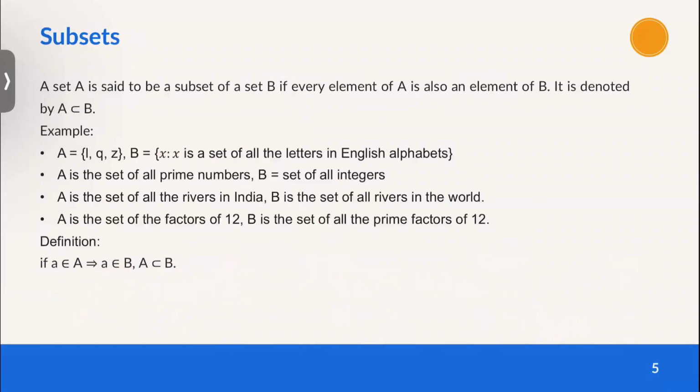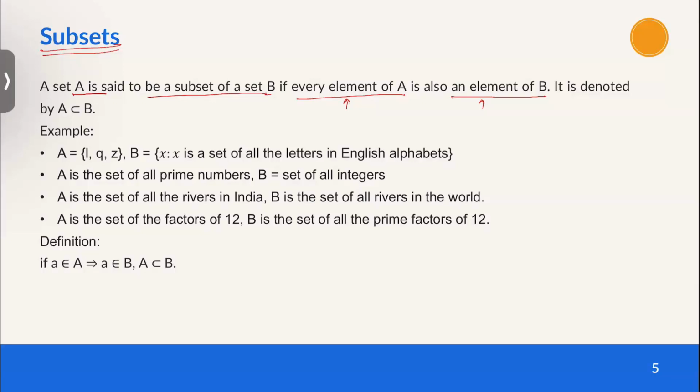Now we'll come to the topic of subsets. This is a very important topic to understand. What is a subset? A set A is said to be a subset of set B if every element of A is also an element of B. What does this mean? It means that every element of A must be an element of B. This will be clear with an example.